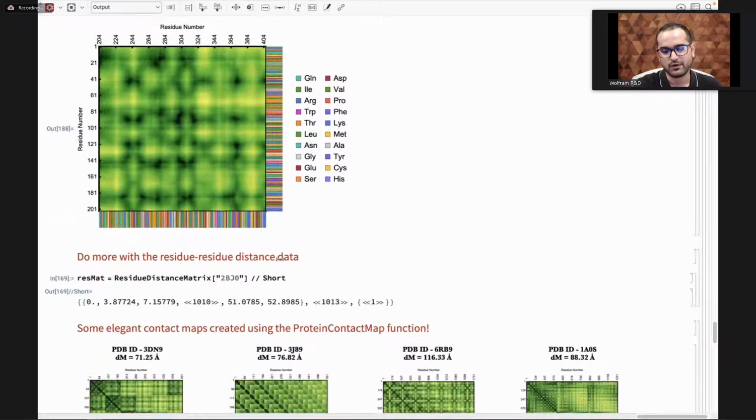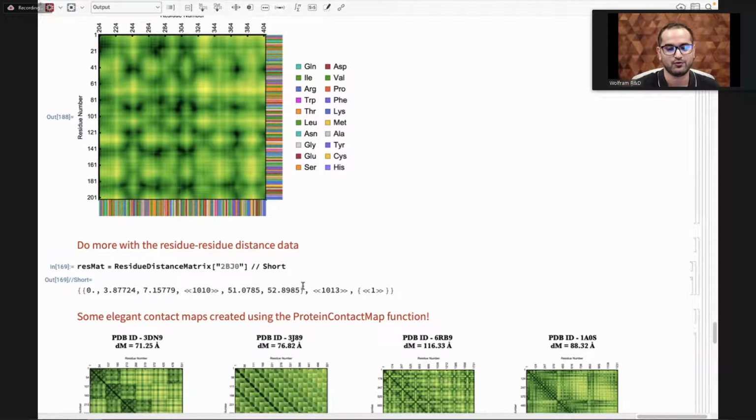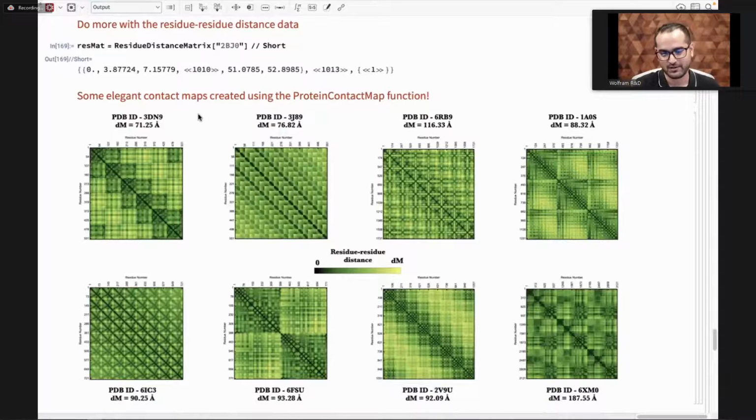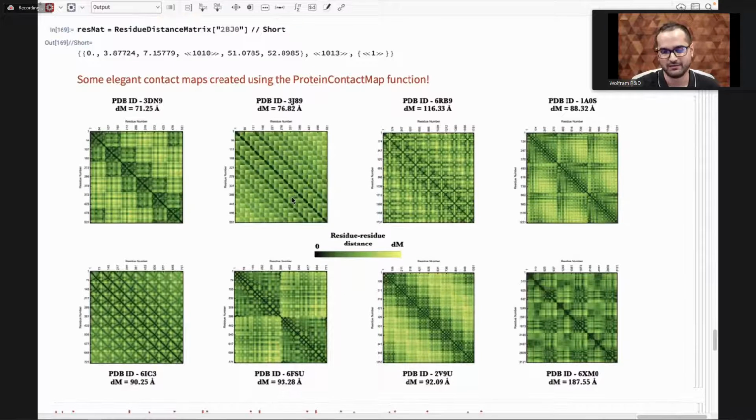So this is not all. You can actually generate the raw data for the contact map using this residue distance matrix function, which gives you much more flexibility and allows you to do more with the data itself, if you want to generate something more to cater to your own research or educational needs. You can definitely use the data to go beyond this contact map. And these are some of the elegant contact maps I found for specific proteins, which I found interesting and wanted to share with you.